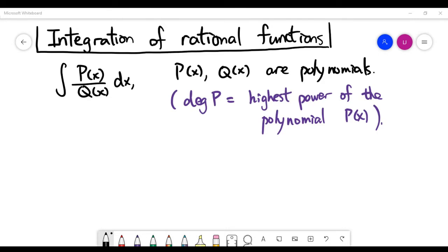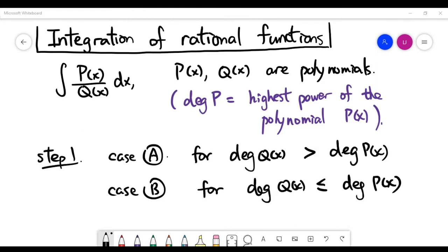And I claim that to solve such a problem in integration, we have to follow some steps. The first step is that we have to check the degrees of top and bottom. Case A is the case where the bottom, the denominator, has a higher degree than the numerator, and case B contains the remaining cases. I claim that case A is slightly easier, and case B is not that difficult, but there are some extra steps that we need to carry out. For now, let's focus on the case where the denominator has a higher degree.